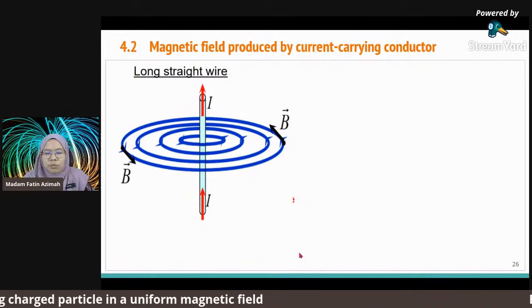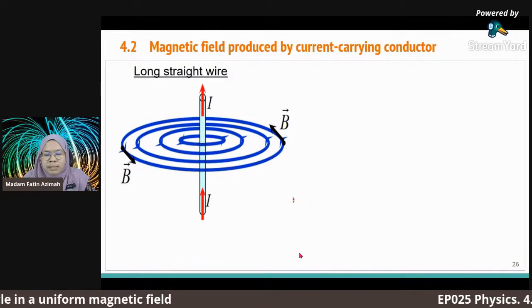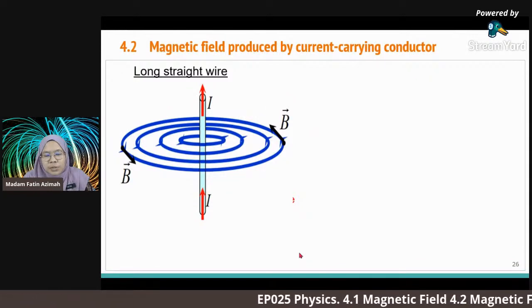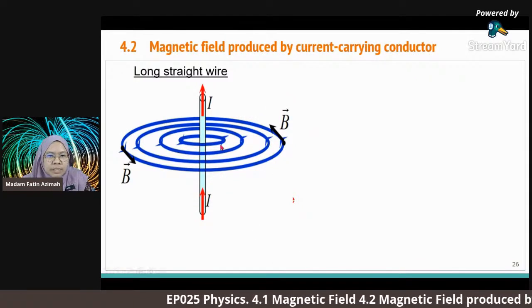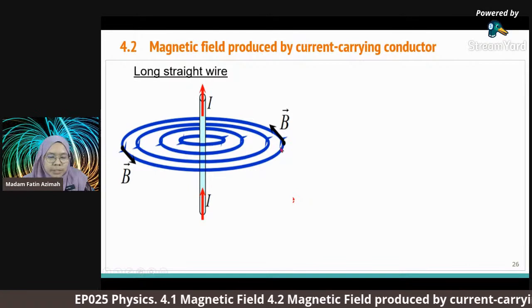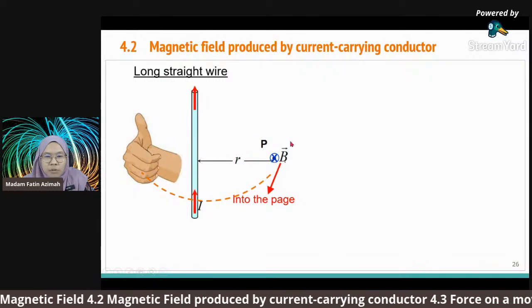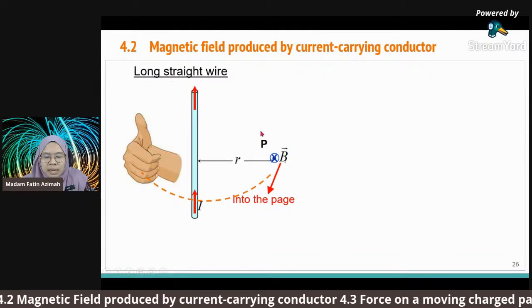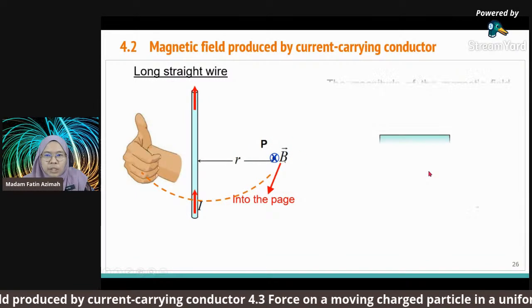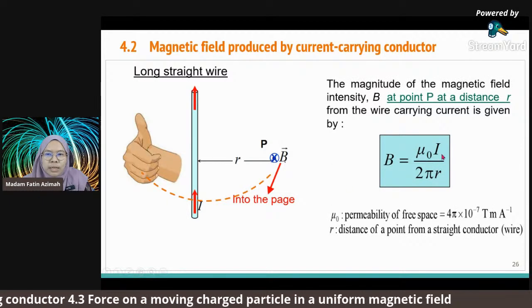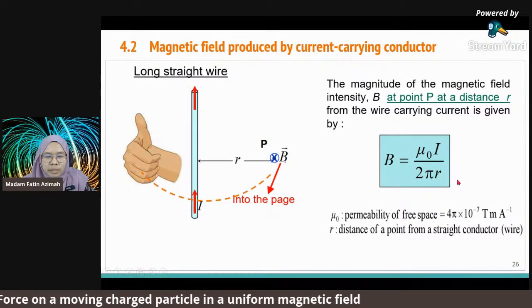Okay, we've seen that for a long straight wire, the magnetic field wraps around the wire. So the strength of the magnetic field varies with the distance from the wire. For example, if we want to calculate the magnitude of the magnetic field strength at point P, we can use this formula: B equals mu naught I over 2 pi r.